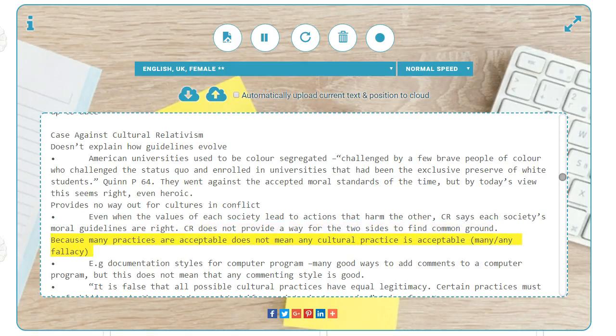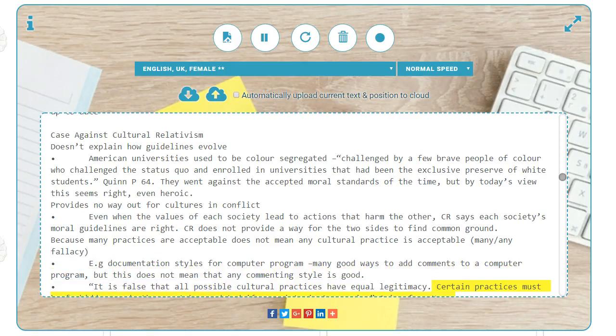Because many practices are acceptable does not mean any cultural practice is acceptable. This is the "any" fallacy. E.g. documentation styles for computer programs. There are many good ways to add comments to a computer program, but this does not mean that any commenting style is good. It is false that all possible cultural practices have equal legitimacy. Certain practices must be forbidden, and others must be mandated if a society is to survive.